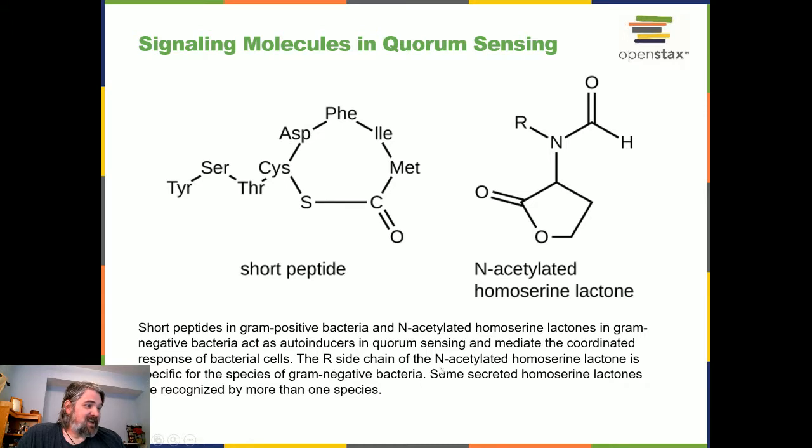So the R side chain here on the homoserine lactone is what is different per species, and then some are recognized by more than one species. So there's a whole lot of signaling that goes on here. Fungi. There are fungi that also engage in quorum sensing, and as I mentioned, quorum sensing is definitely involved in virulence for some pathogens.